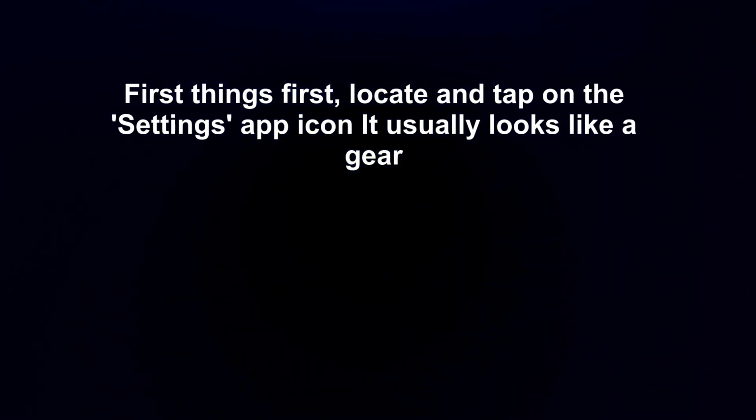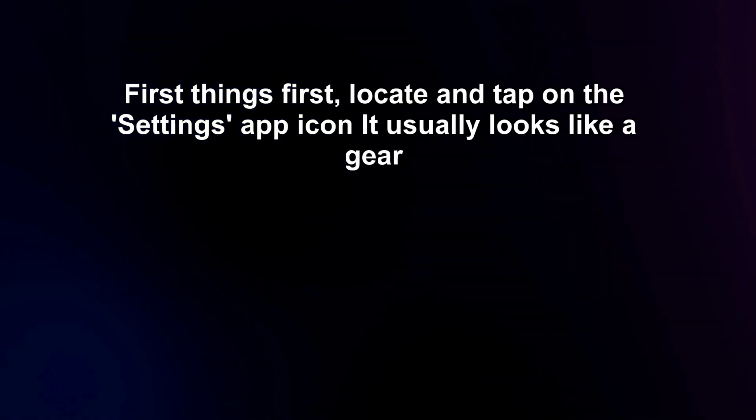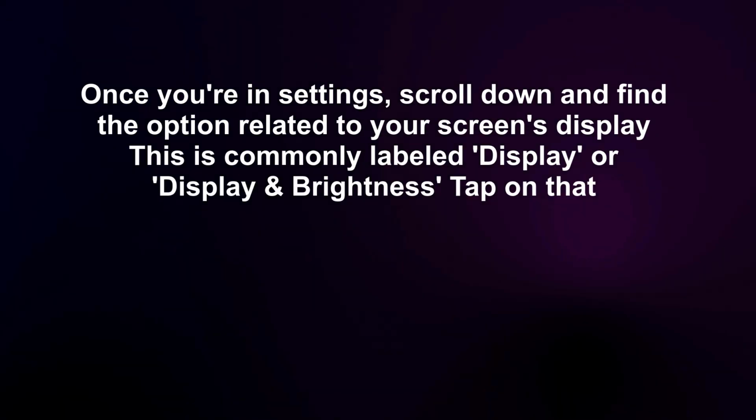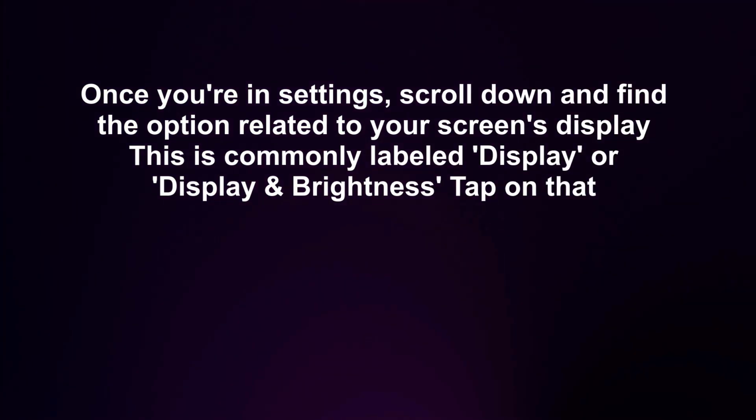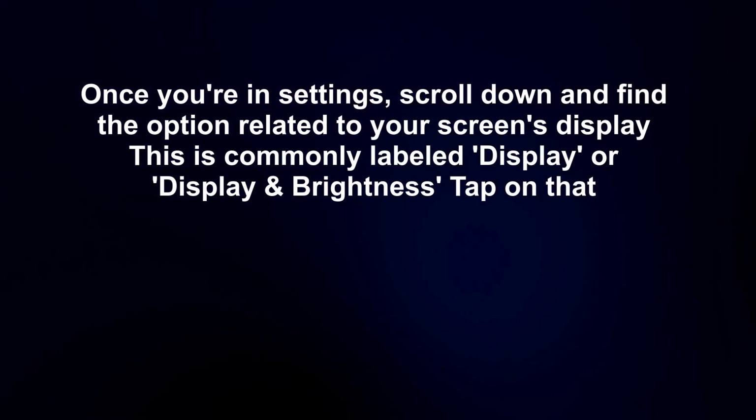First things first, locate and tap on the Settings app icon. It usually looks like a gear. Once you're in Settings, scroll down and find the option related to your screen's display. This is commonly labeled Display or Display and Brightness.